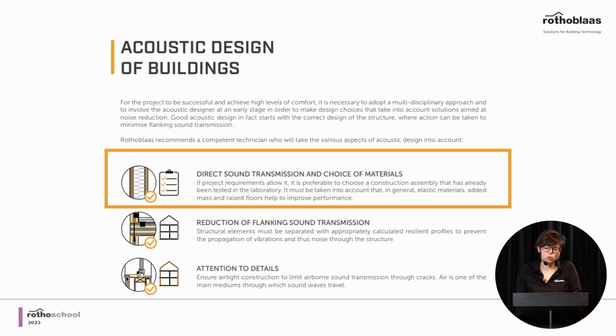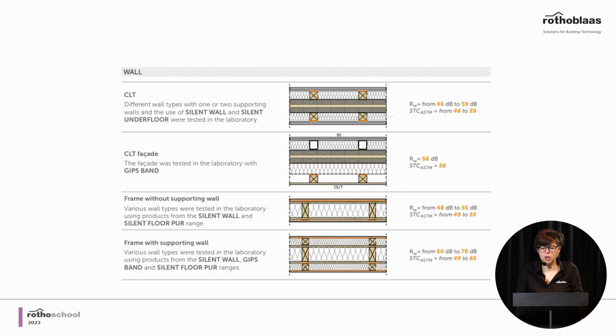First, we need to design our building starting from a solution that considers the direct transmission. What does it mean? That when we design a wall or a floor, we need to choose a solution that has a proper acoustic performance. In our catalog, you can find different solutions already measured in the laboratory or on construction sites that allow you to understand the performance that you can expect in your building.